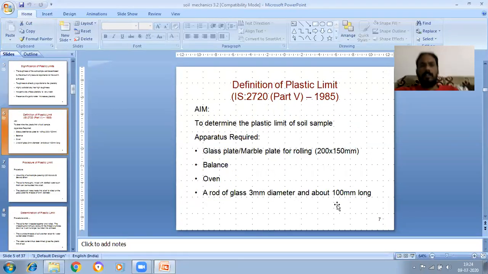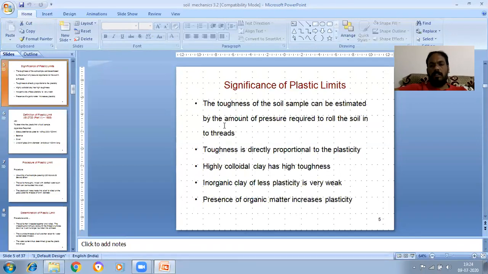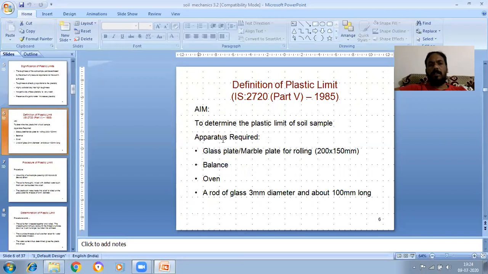Next, definition of plastic limit. Determination of plastic limit, how to determine. The aim is to determine the plastic limit of a soil sample.